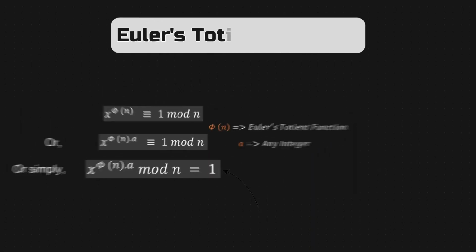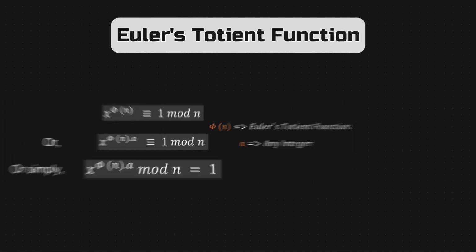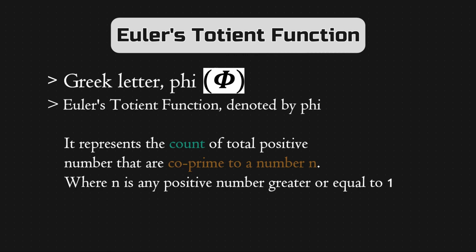Euler's Totient function. In the equation we discussed earlier, we saw a symbol there. The symbol is known as phi, a Greek letter which represents Euler's Totient function. So what is Euler's Totient function? Euler's Totient function, denoted by phi, represents the count of total positive numbers that are mutually coprime to a number n, where n is any positive number greater than or equal to 1.